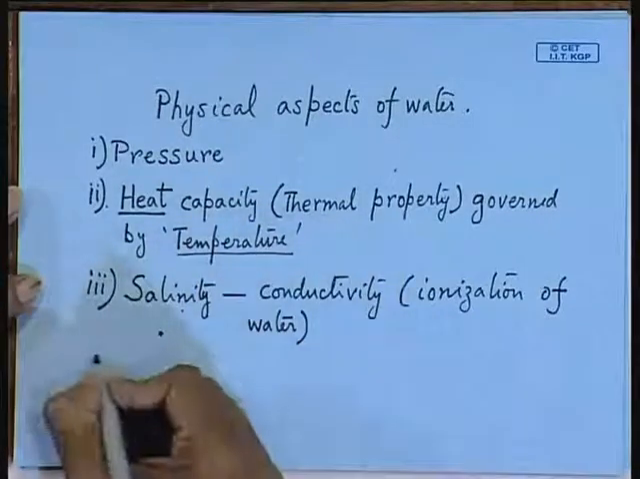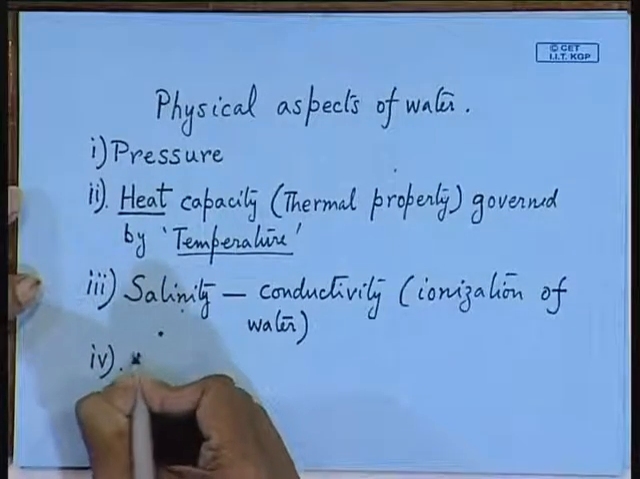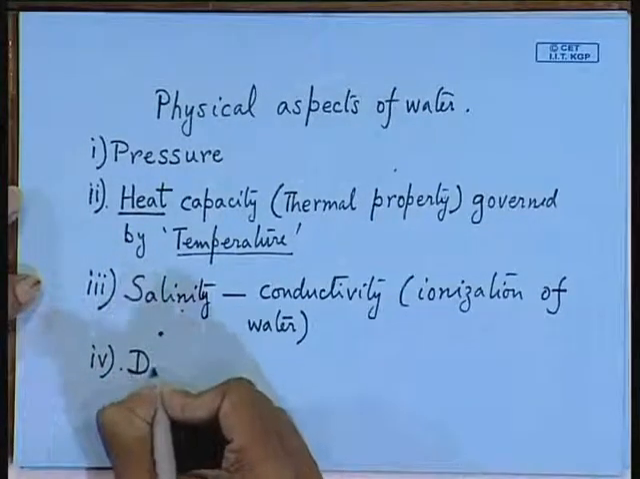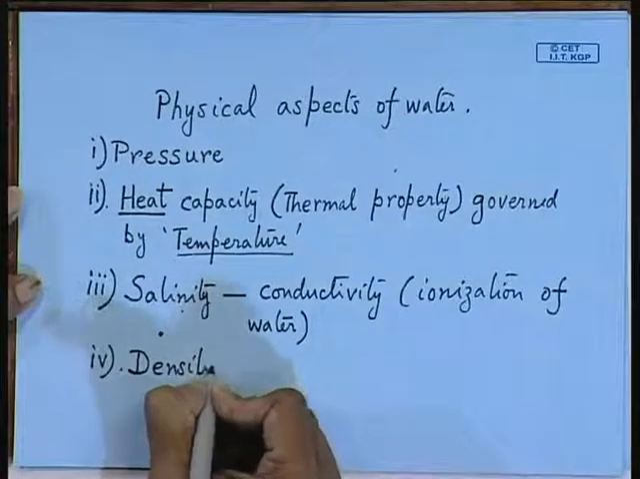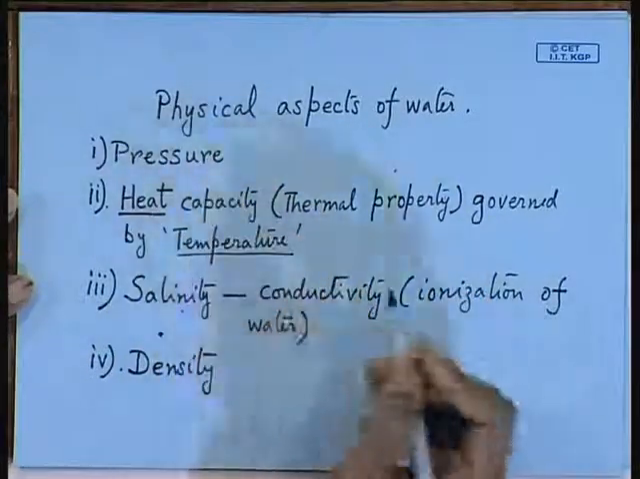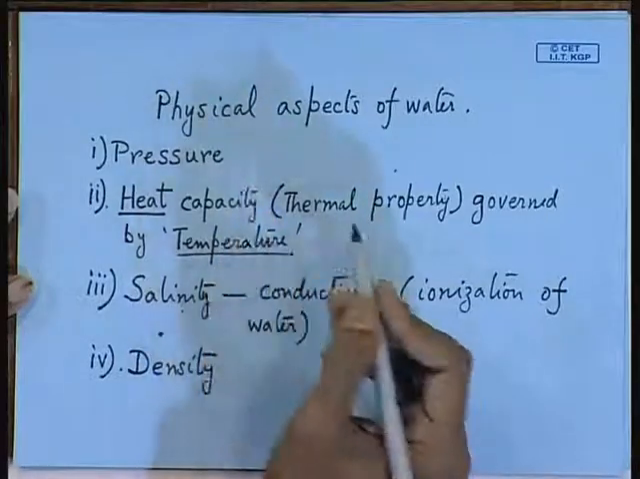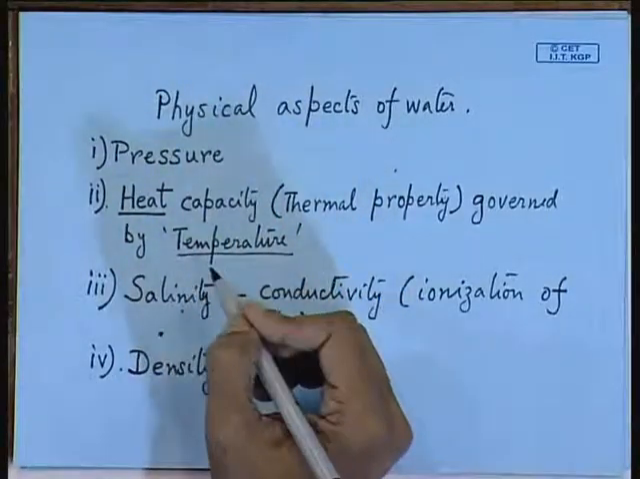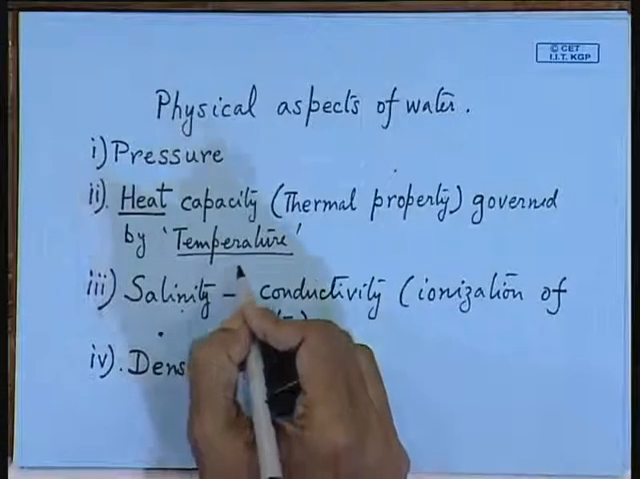After salinity is what? The last one, density. So, water has seawater. Basically, these 4 properties are important. That is pressure, heat, salinity and density. So, we will study this in our next class.